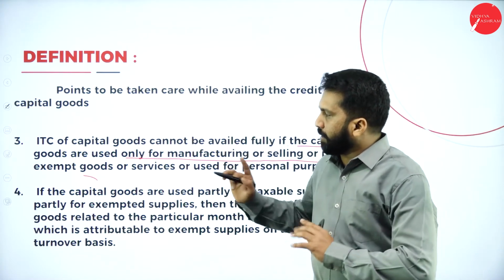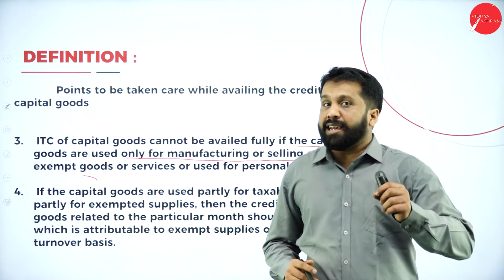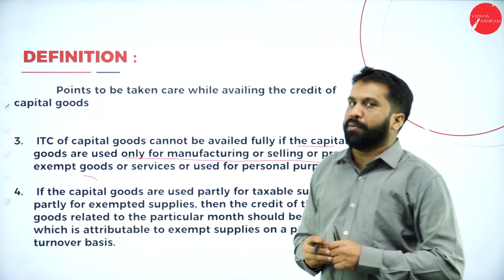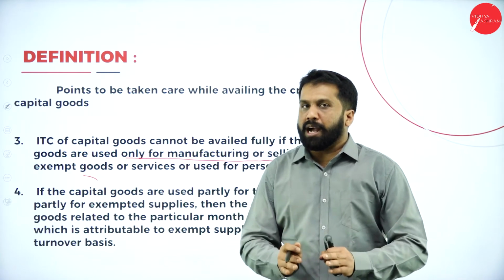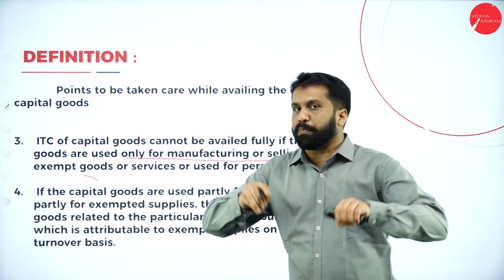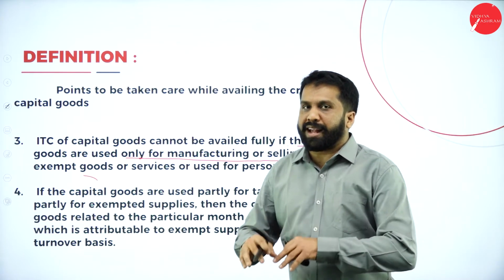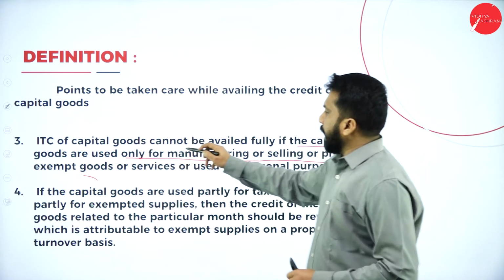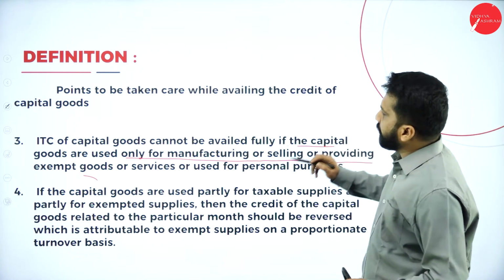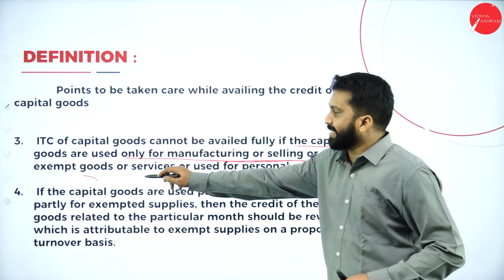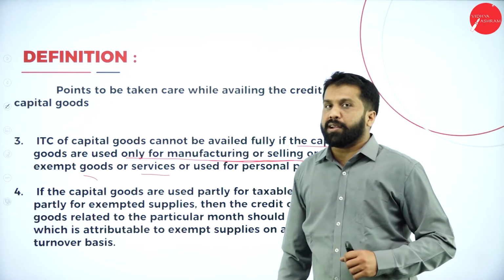See, I am telling only the definitions, but you will understand exactly when I do it with numbers. When I do it with numbers, you will get clarification. Right now, you have to remember only the points. Don't go into practical life, because the calculation we will do later. ITC of capital goods cannot be availed if the capital goods are used only for manufacturing or providing exempt goods. Then you cannot claim.